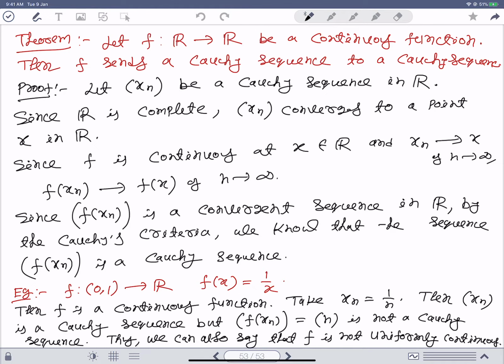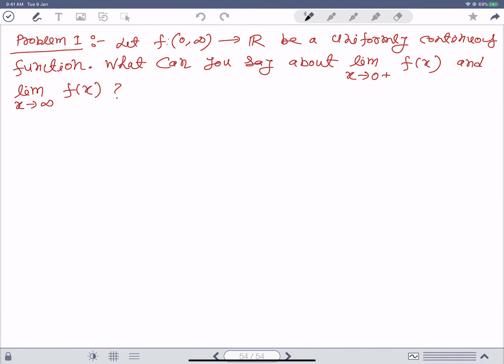Okay, so these are all about the properties. Now we shall see a few examples, and not only from uniform continuity, we shall see problems from continuity and uniform continuity as well. So let's start with this problem. Let f be a uniformly continuous function where the domain is the open interval (0, infinity). Then what can you say about the limit as x tends to 0 plus of f(x) and the limit as x tends to infinity of f(x)? That means, what can you say about the right hand limit of f at x equal to 0, and what about the limit at infinity?